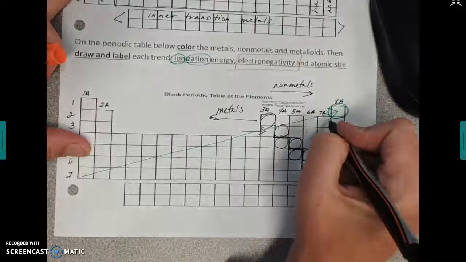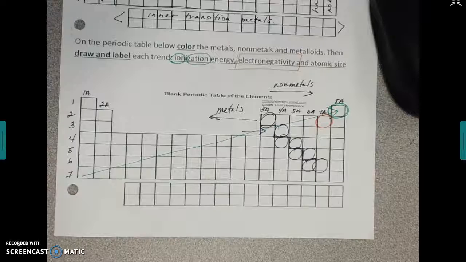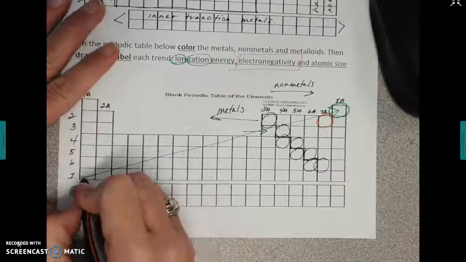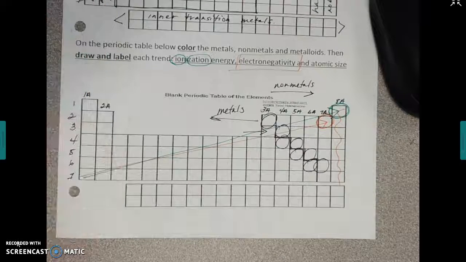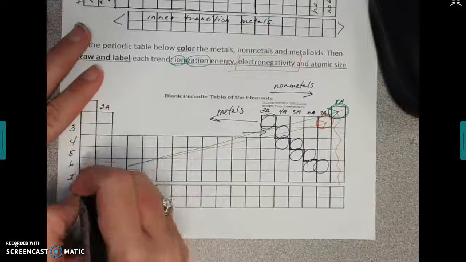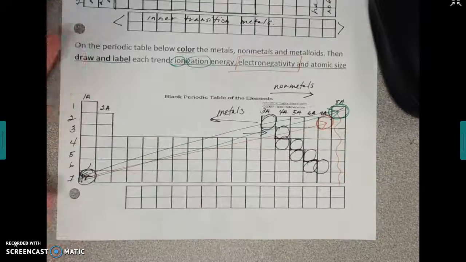Electronegativity. Electronegativity, the ability to attract an electron. Why do noble gases have zero electronegativity? Right, they're stable. They don't want to attract an electron. Excellent. And then atomic radius. Francium has the highest atomic radius, so the trend is opposite.